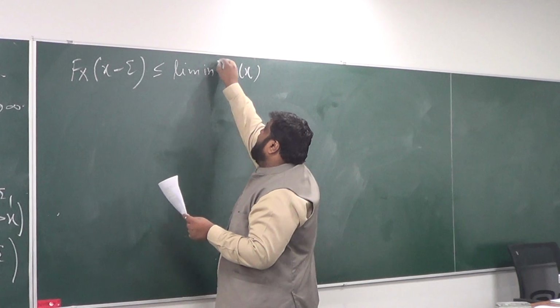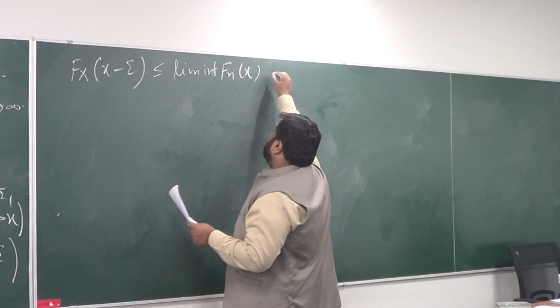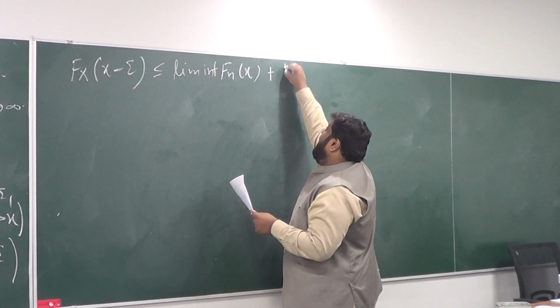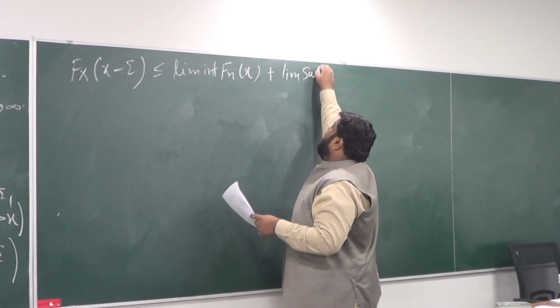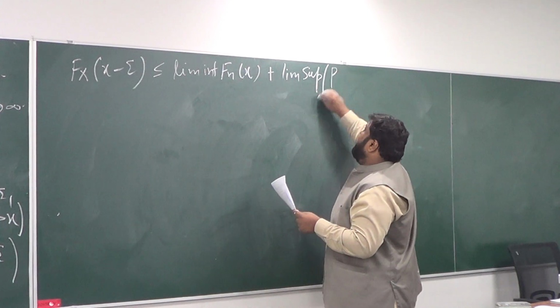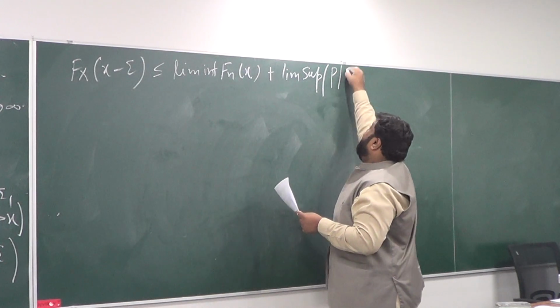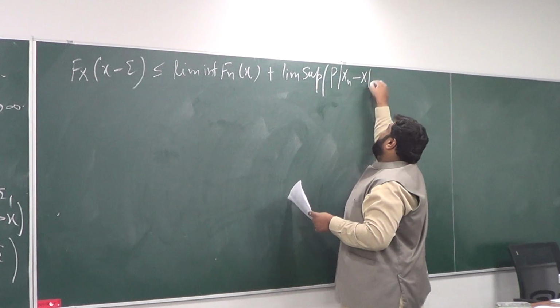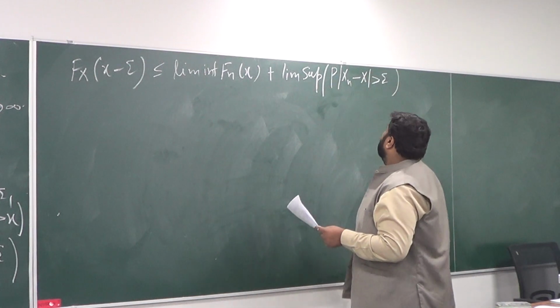Lim inf of fn of x plus lim sup of the probability of Xn minus X being bigger than epsilon. Okay?